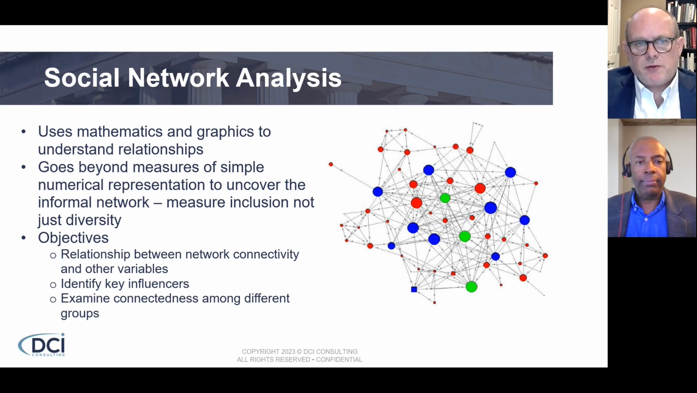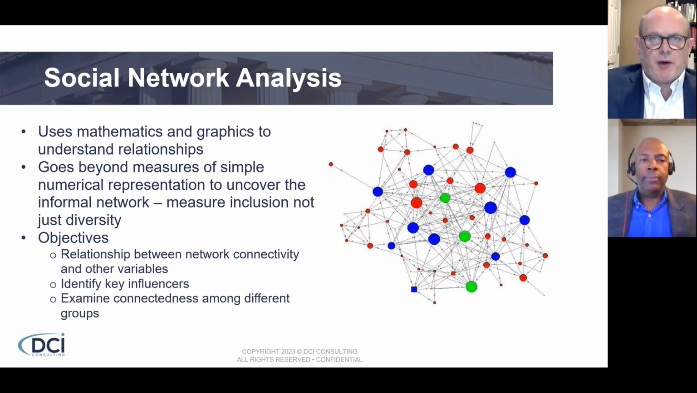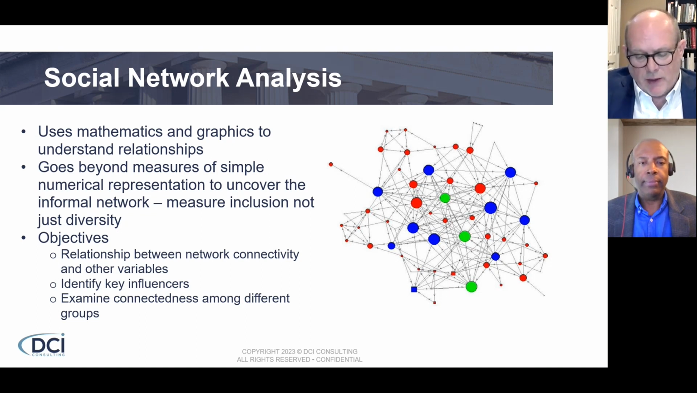There are three key objectives from a social network analysis. The first is the relationship between network connectivity and other variables. For example, we can look at the connectedness by race, sex, age, etc., over the entire organization. So how are those communication channels across the entire organization, or at different organizational levels, or even within departments or groups? Again, we're looking at connectedness. We can examine the different rates of assimilation of information across those different organizational levels, and this can help us measure the impact of DE&I initiatives.